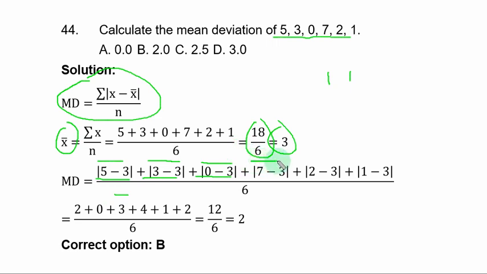7 minus 3 is 4. 2 minus 3 is minus 1. It becomes plus 1 because of the symbol of absolute value. And 1 minus 3 is minus 2. That becomes plus 2. If you add all together, divide by 6, you have 12 over 6, and that is 2. So B is the correct option.